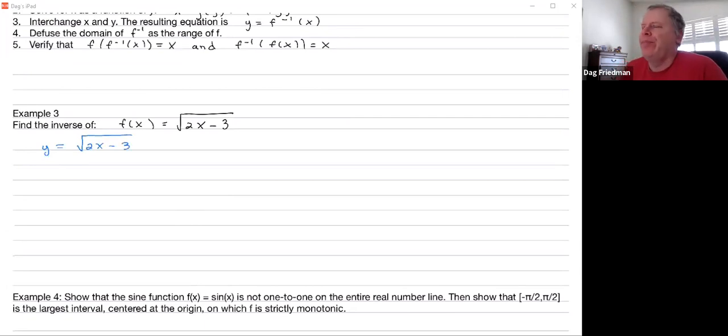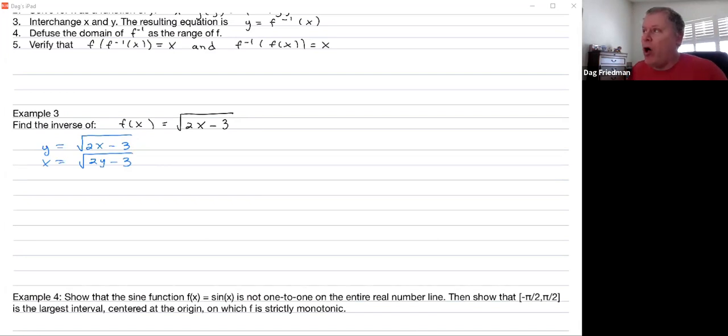Now, in general, here's what needs to happen. One thing that has to happen at some point, and I usually make it the very first thing I do, is you need to switch x and y. That literally means you're picking up x, you're picking up y, and you're switching them. So it looks like this. The instructions didn't tell you to do it first, but at some point you have to do it. I always do it first. The second you pick up x and you pick up y and you switch them, you've taken the inverse.